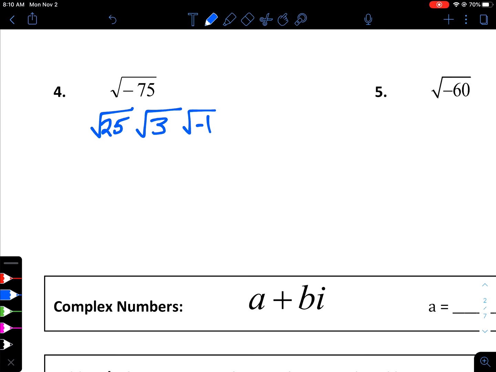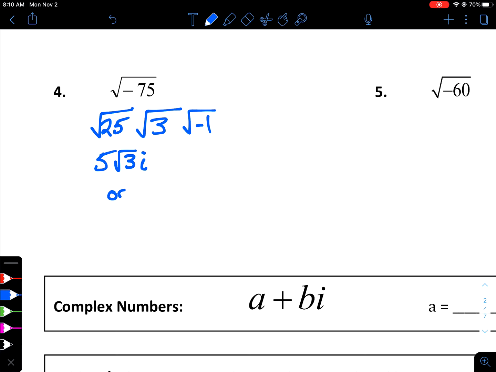So now let's go ahead and simplify those. Square root of 25 is 5, square root of 3, we cannot simplify. And then remember, square root of negative 1, that's the new part for us today. The square root of negative 1 is i. And so our answer for number 4 is 5 square root of 3 multiplied by i.